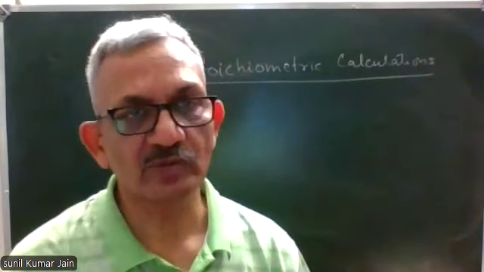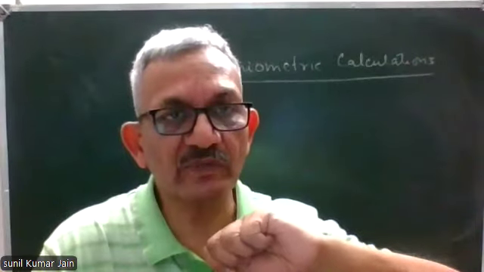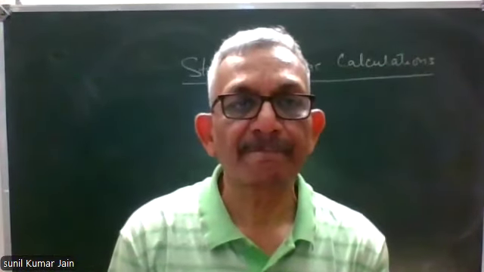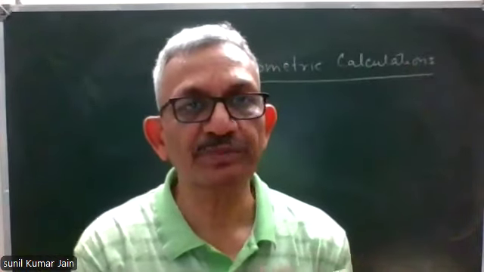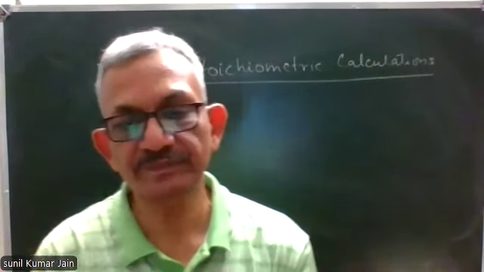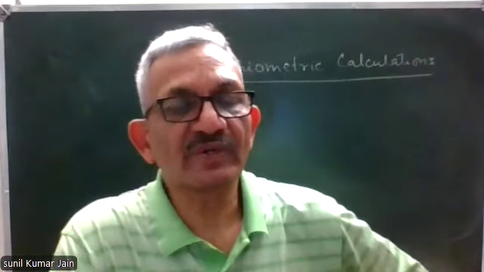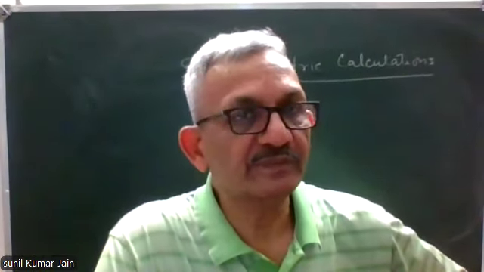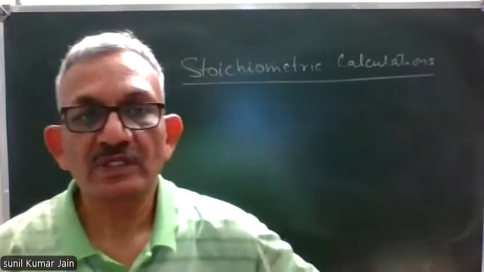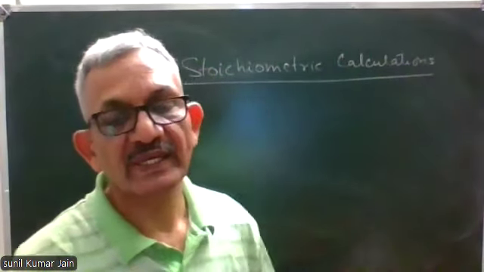Just write the meaning. You can even call it definition. Calculation of amount of various reactants consumed and products formed on the basis of a balanced chemical equation is called stoichiometric calculation.